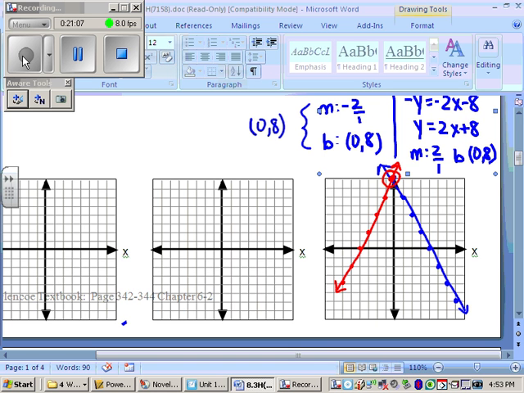So our point of intersection is in fact 0, 8. So we have confirmed that the answer we got using the substitution method is correct. And this completes the lesson on solving a system of equations using the substitution method.